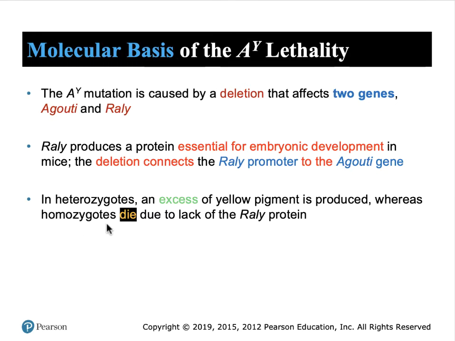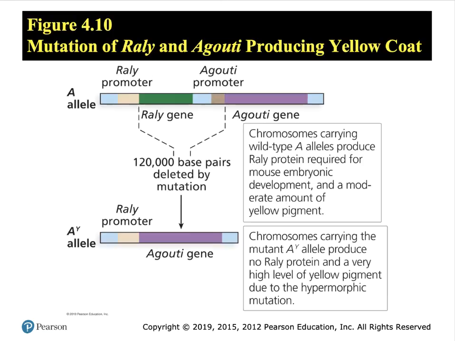Whereas in the homozygotes, they die due to the lack of the rally protein. So one rally protein from one normal chromosome is enough to allow the development of the embryo. But if both chromosomes have the deletion, then the rally protein is no longer made and embryonic development cannot proceed. Figure 4.10 provides a graphical representation of the chromosomes in their two states.